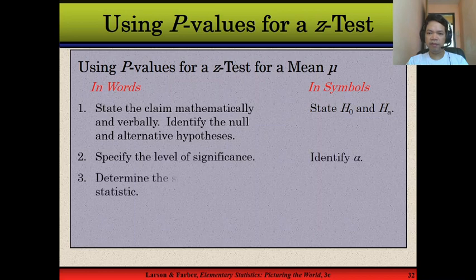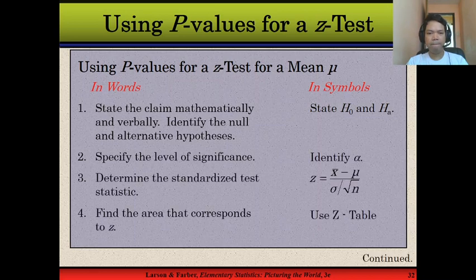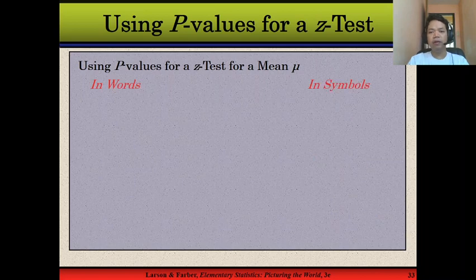Okay, so ito yung mga steps ulit natin para magamit natin yung p-value method. Step 1, state the null and the alternative. Step 2, identify natin yung significance level. Step 3, ano yung test statistic. Step 4, hanapin ko yung area ng aking z-score.